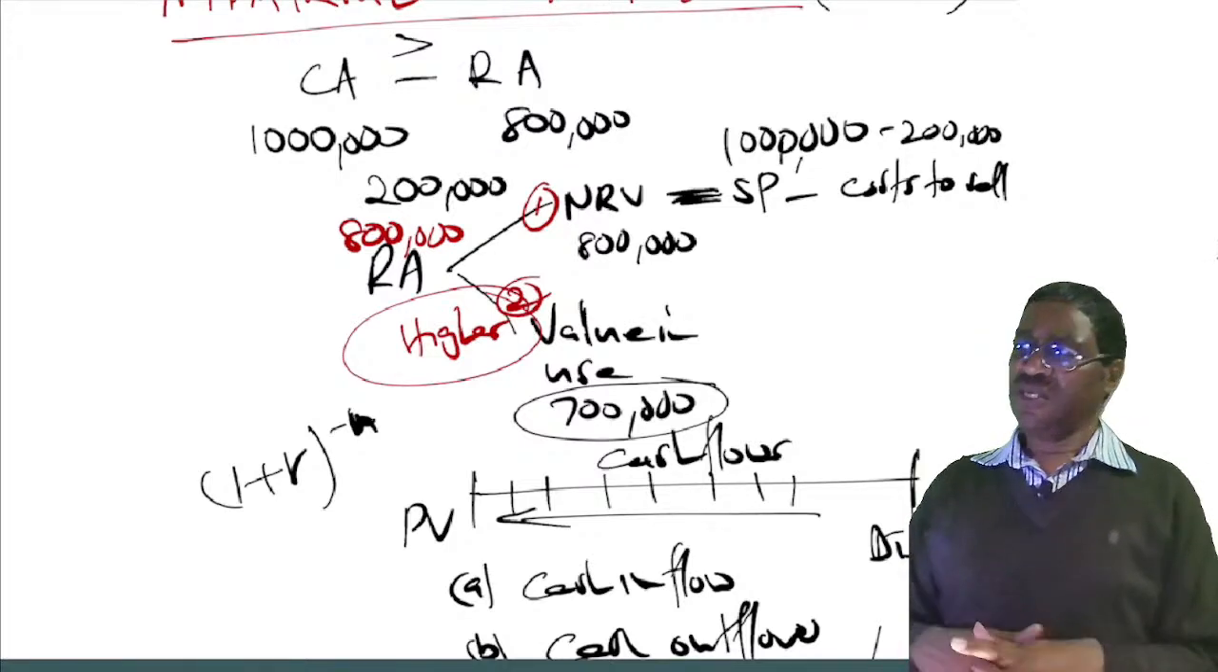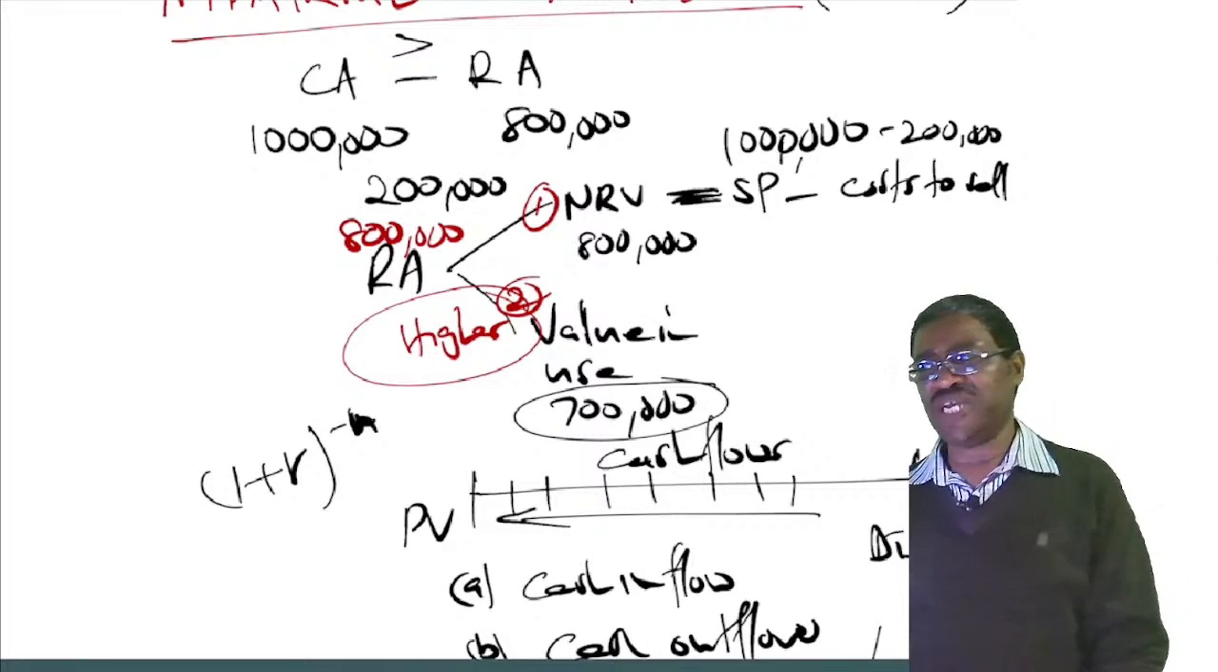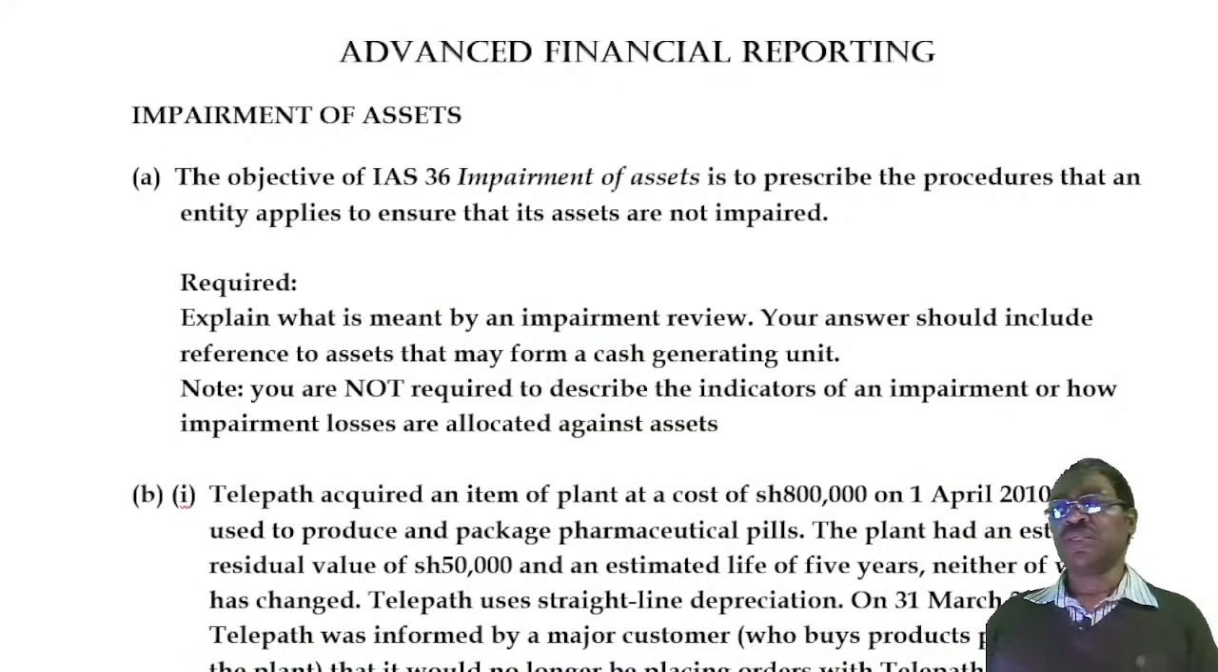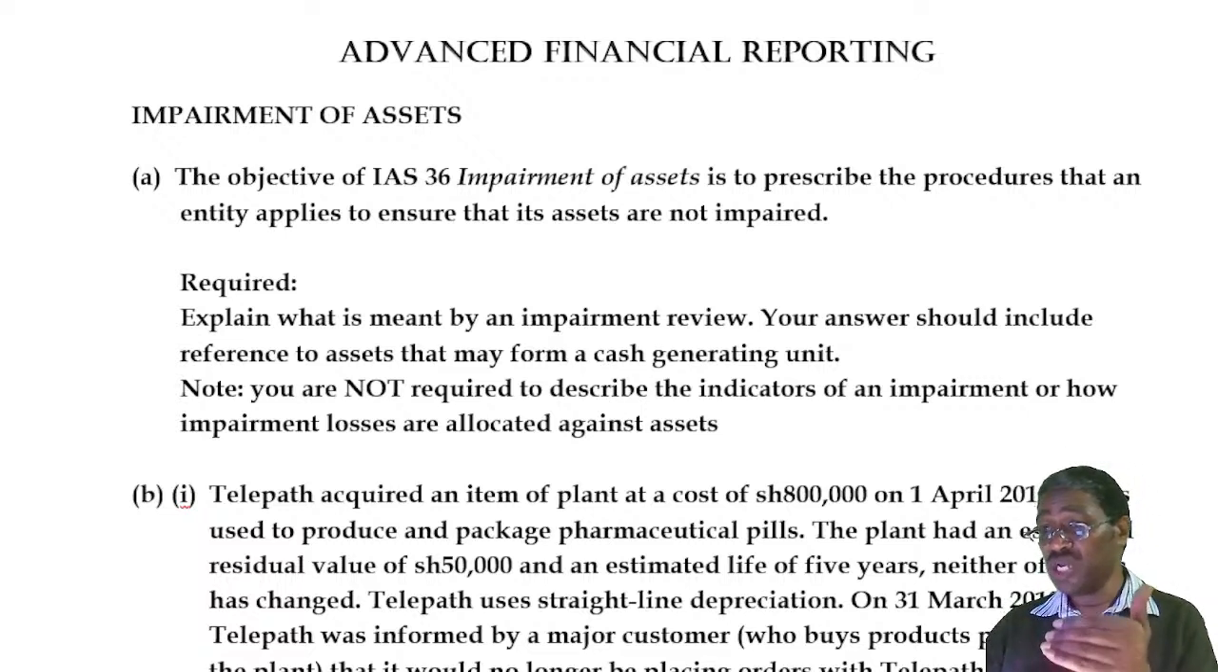Good. Now, the question goes further, and it was telling you to include reference to assets that form cash generating units. I'm going to explain that in a short while. The next part of the question touches it. So I want to leave part A of that question, because in the lower part of the question, there is something we shall discuss concerning cash generating unit.